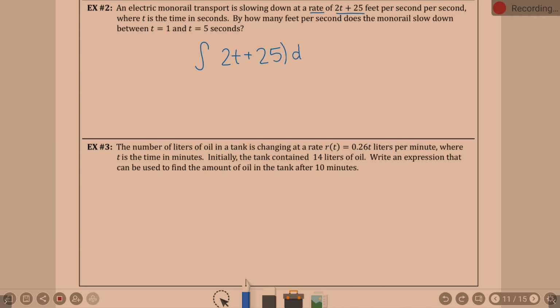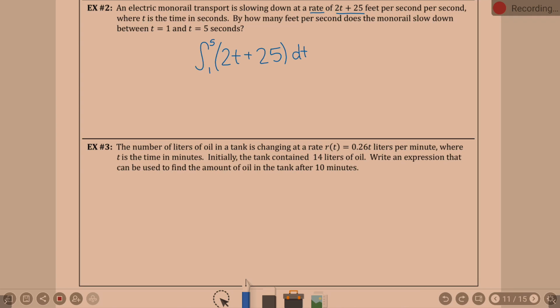The time is from 1 to 5. Now initial, you don't have to have an initial necessarily, and there isn't an initial. You were looking for one though, obviously, but we just have this rate, it's slowing down. Notice the rate it's slowing down, that's feet per second, so that's the acceleration. And then it's asking us by how many feet per second does it slow down. So it's asking us for velocity, so that is an integral. And again, you're looking at the total here.